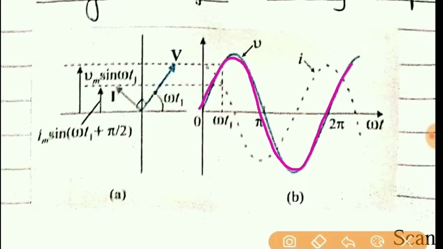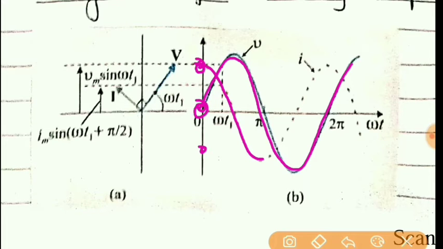We have seen that when only a resistor was connected, current also starts from 0. In case of inductor, current started from this negative value. But now for capacitor, you can see current starts from here. That means when the voltage is 0, current already has its value. It has some value, meaning current is leading. Current is ahead of voltage.